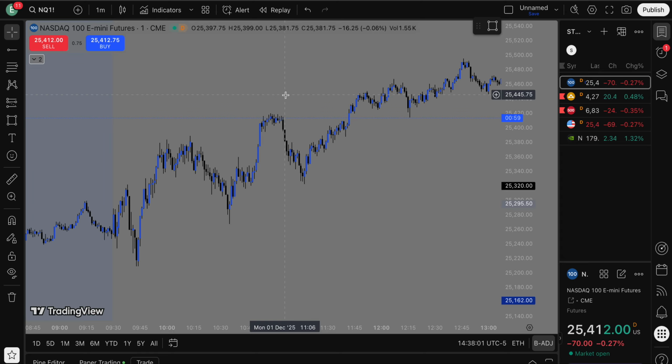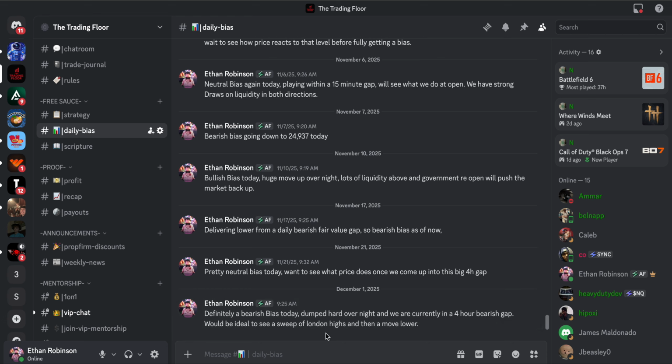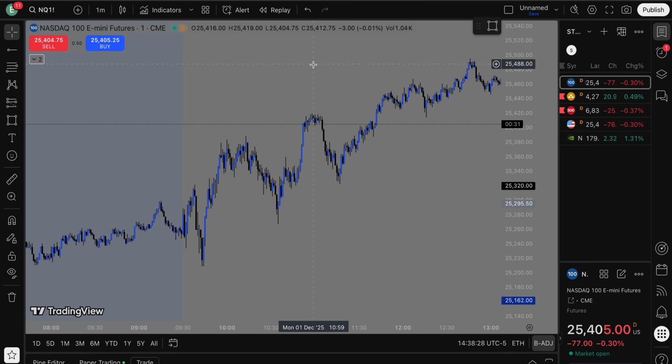This is my bias going into the day today. In the Discord, definitely a bearish bias today. Dumped hard overnight, and we are currently in a 4-hour bearish gap. Would be ideal to see a sweep of London highs and then move lower. And that is pretty much what it looked like was going to happen for the start of the day.